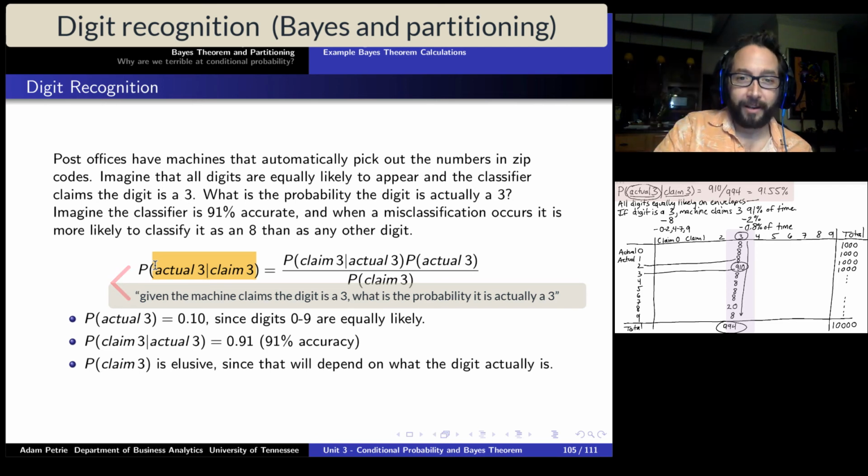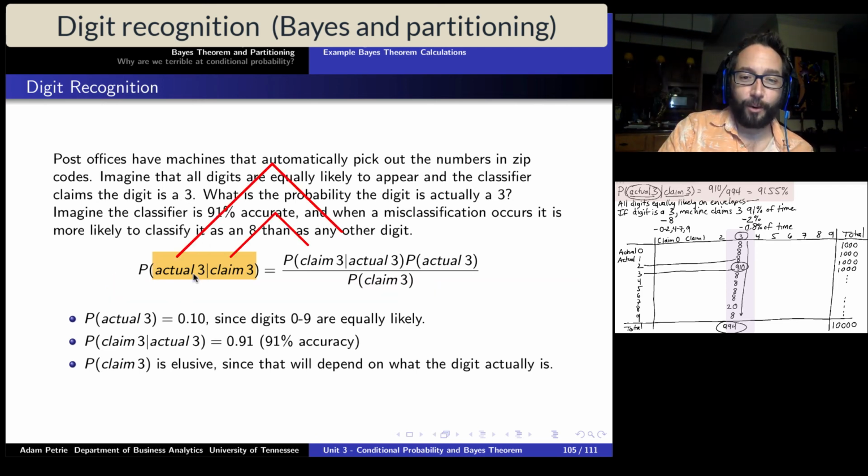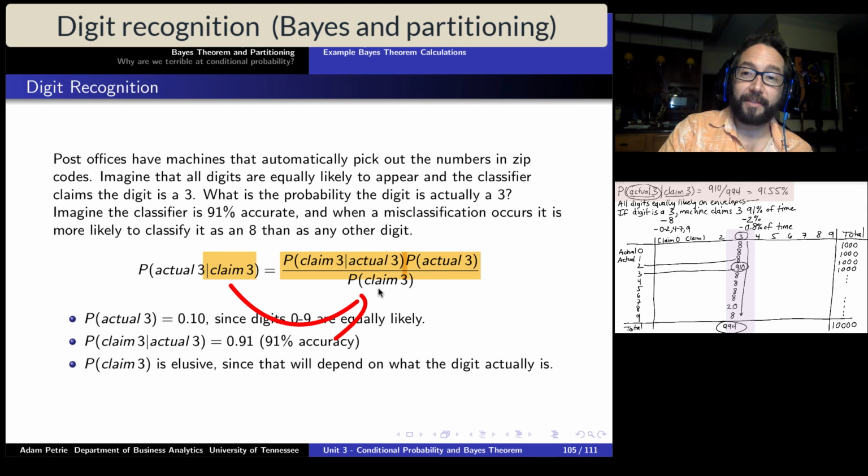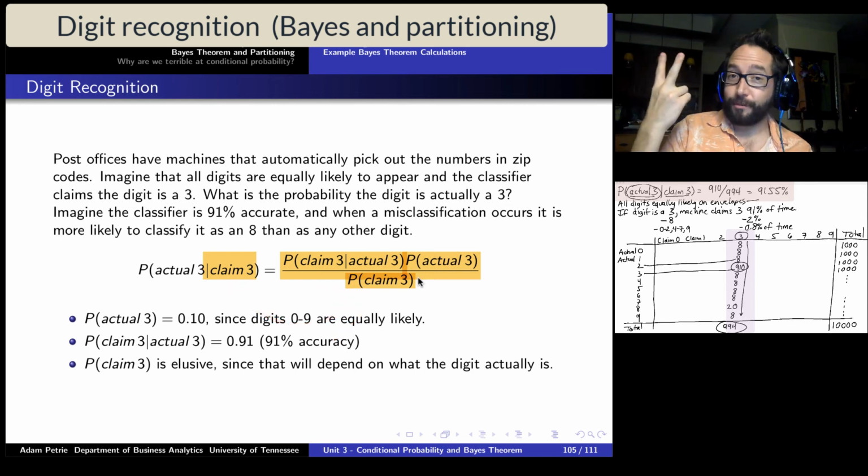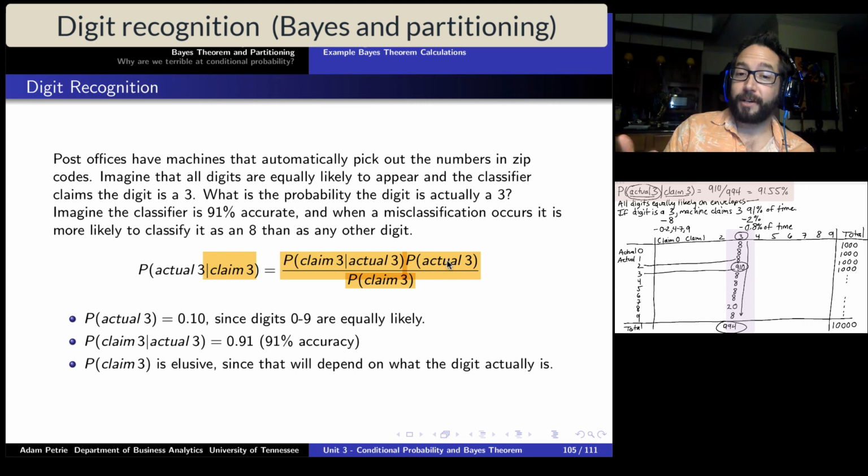Well, let's do my trick. So to rewrite this, we kind of flip the ordering of the events around the bar. That's going to be our first component up in the numerator. We multiply that by the prior probability of our event of interest, the probability that it's actually a 3. And then we divide by the probability of the event on which we're conditioning. So the event to the right of the bar gets slapped down into the denominator. Two of these three things we already know. We know the prior probability that it's actually a 3 is 10%. One of the things about this problem was that all the digits were equally likely.